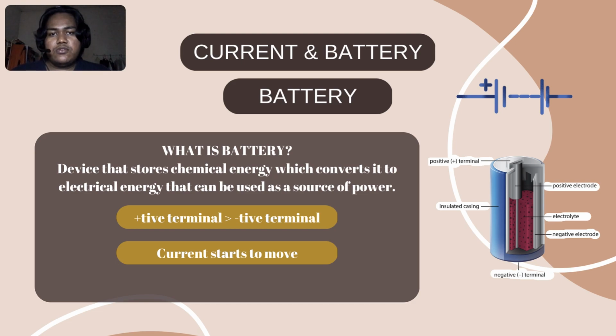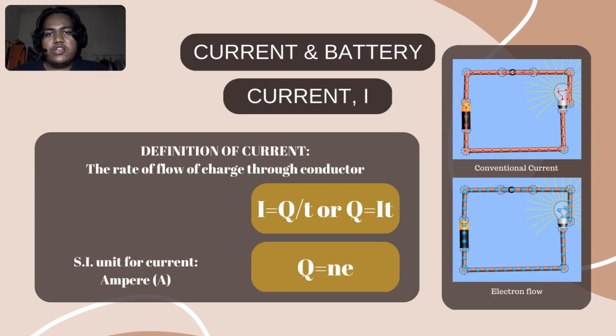When the battery is added to the circuit, the current would then start to move around the circuit. These currents would move from positive terminal to negative terminal. Moving on to the current, the definition of current is the rate of flow of charge through conductor. From what we can see from this diagram, the conventional current would flow from positive terminal to negative terminal. However, the electron flow would be opposite direction of current because it acts as a charge carrier for current and has negative charge which flows from negative terminal to positive terminal.